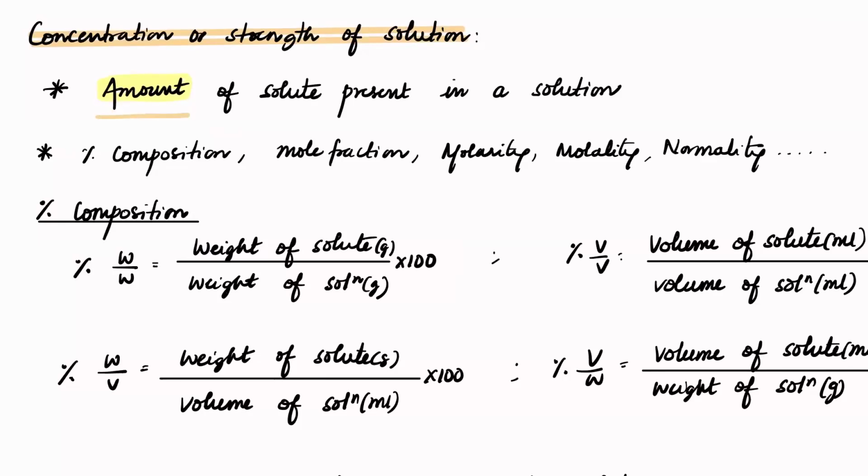It is about the amount of solute present in the solution. Now, this amount could be defined in various terms, everybody. It could be a percentage composition, a mole fraction, molarity, or normality. All of these are different terms.